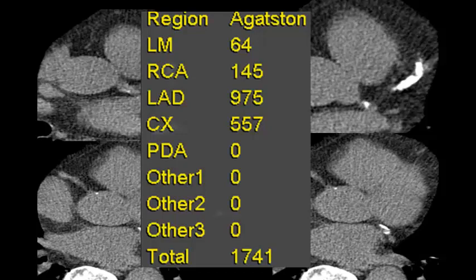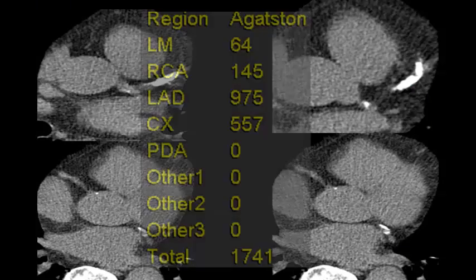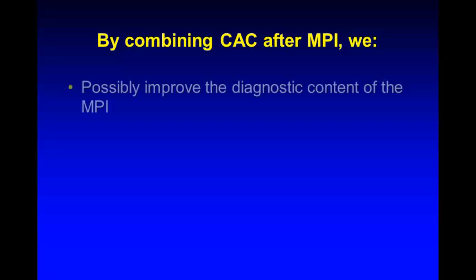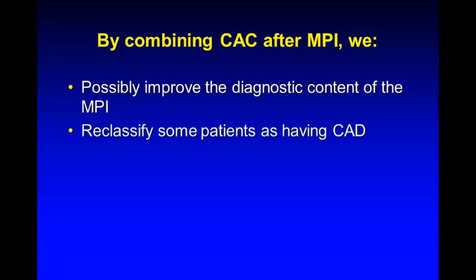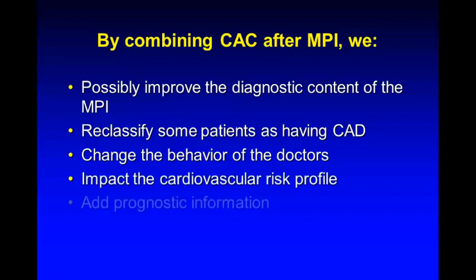So the point here is, when you look at just the nuclear, you will say this is a low-risk scan. I mean, this patient is going to live long. Once you do your calcium score, now you look and say, oh, this is a very high-risk patient. Talking to the patient, he sounded high risk, but the nuclear did not really correlate with the clinical status of this patient. So by combining calcium score, and this is my personal bias, I think we can improve the diagnostic content, reclassify patients as having CAD, sometimes change the physician's behavior and impact the cardiovascular risk profile for this patient.